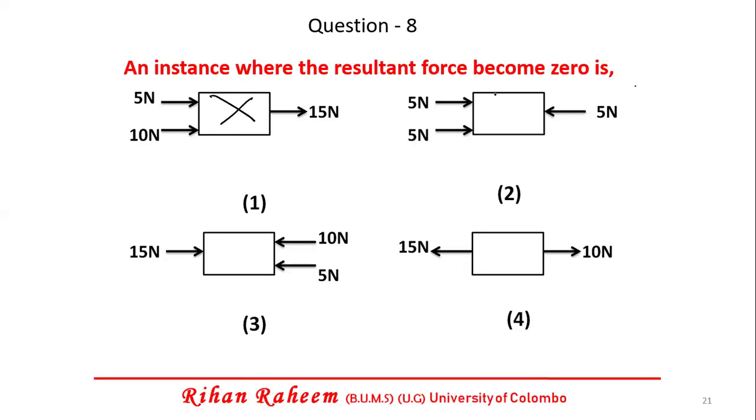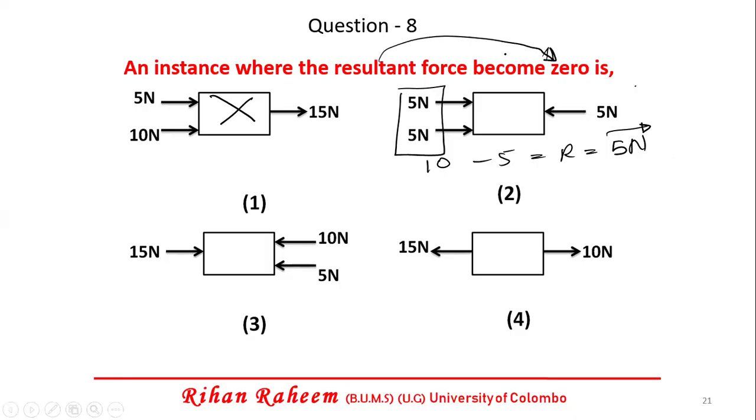Rejected. Next one, possibility is there. These two are in the same direction, 5 plus 5, 10. But here, minus 5, resultant will be 5 Newton towards this direction. So therefore, it's not the answer. They're asking, in which instance will the resultant become 0?